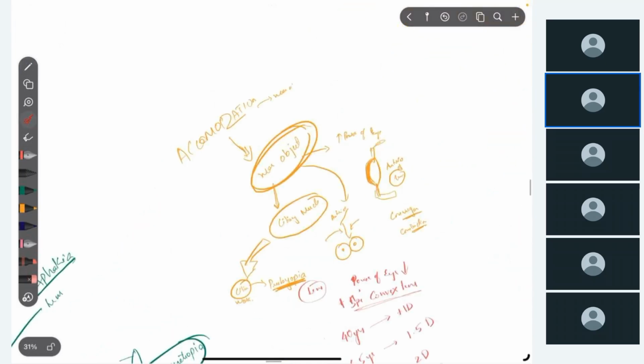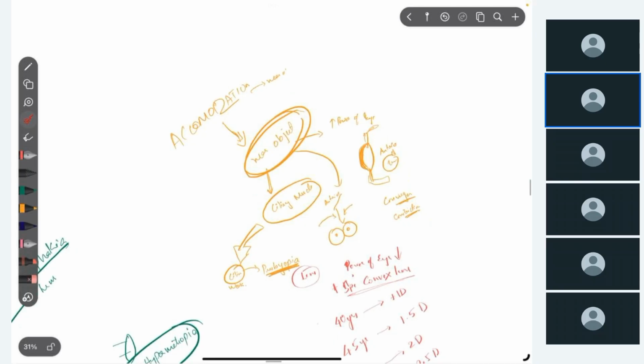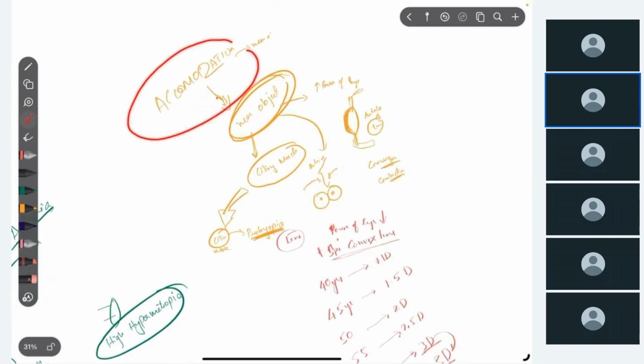you ask. Accommodation is the ability of the eye to see near objects. To see the near objects, the eye needs to increase its power. It can increase its power by increasing the curvature of the lens. How? By contracting the ciliary muscles. That is accommodation. So accommodation has three components. It has ciliary muscle contraction, convergence of the eye, that is the eye moves towards the nose, and then constriction of the pupil.